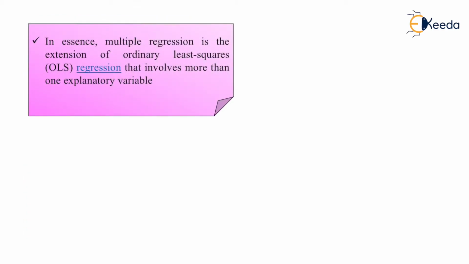In essence, multiple regression is the extension of ordinary least squares regression, that is OLS regression, that involves more than one explanatory variable. So if you are considering only one explanatory variable, that time you are doing OLS. But when you are using multiple explanatory variables, that time we consider multiple linear regression.